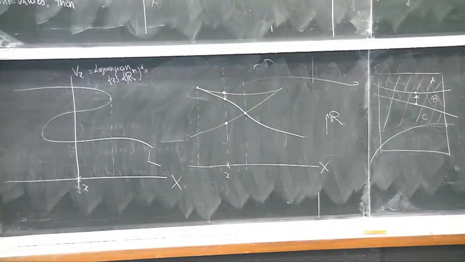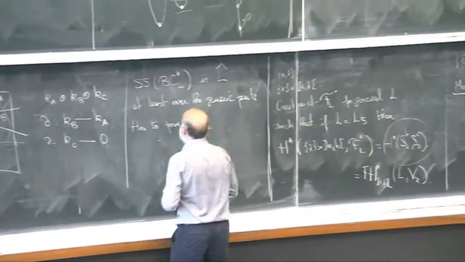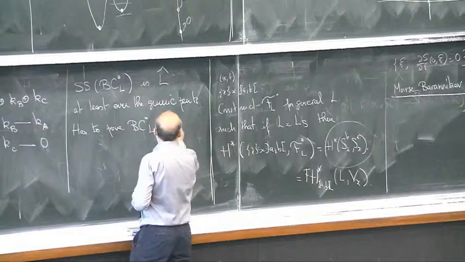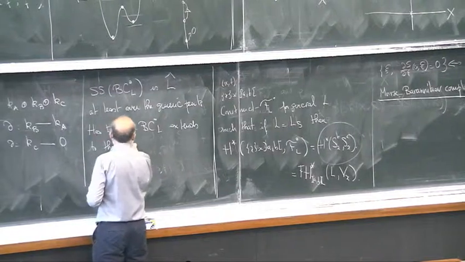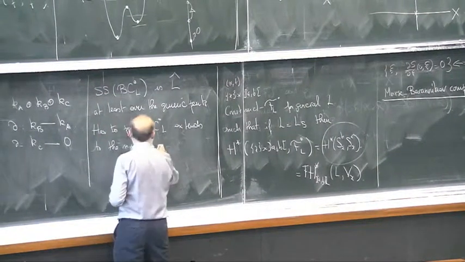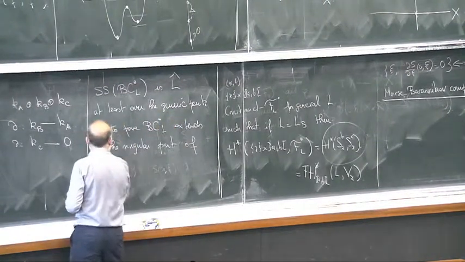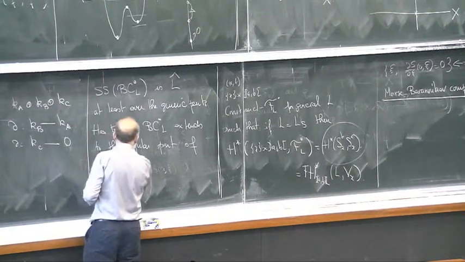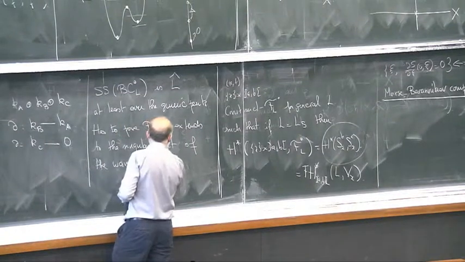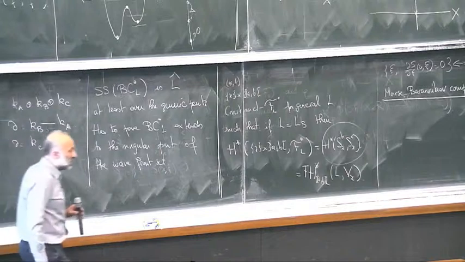And what you have to prove is that this sheaf BC star L extends to the singular part of, let's say, the wavefront set, which is more complicated. That's the only difficulty.